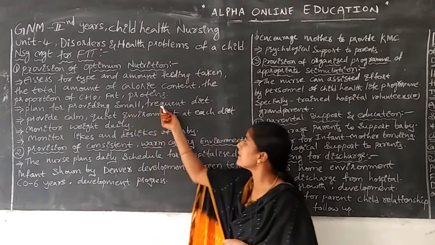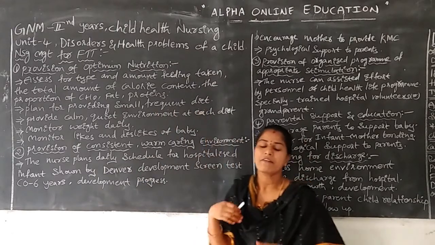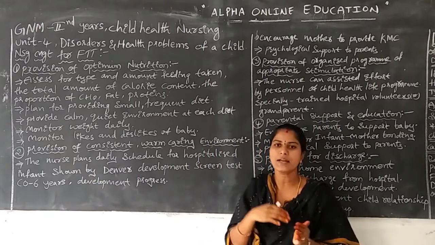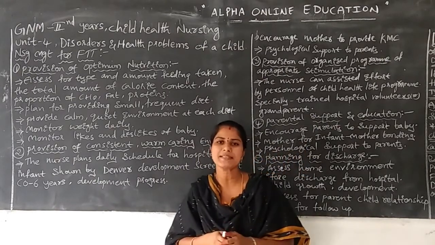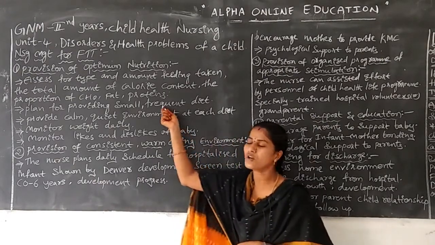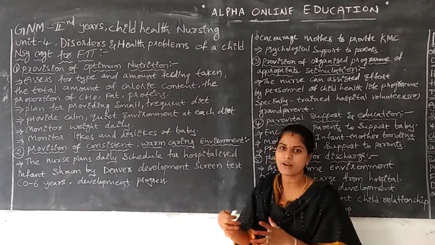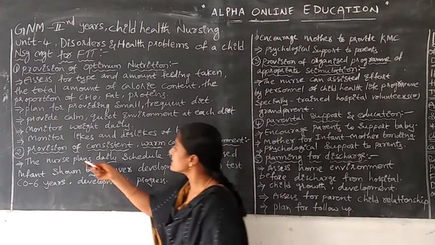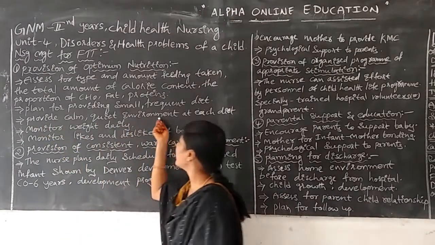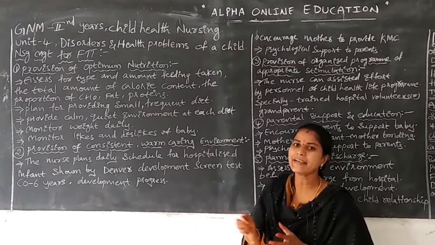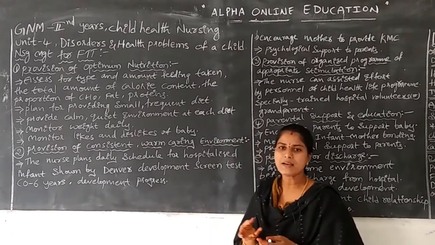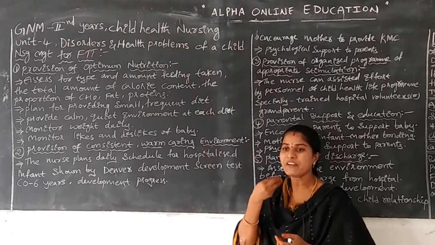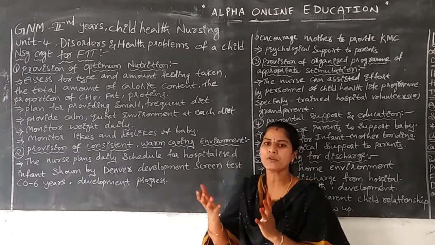Okay, next, frequent diet means we have to provide food at regular intervals, according to that infant's digestion capacity, that is every 2 hours or every 3 hours or every 4 hours, like that we have to provide diet. Okay, next provide a calm and quiet environment when the infant is taking food. Why? Because in a calm, quiet, peaceful environment, the infant is able to eat more food.